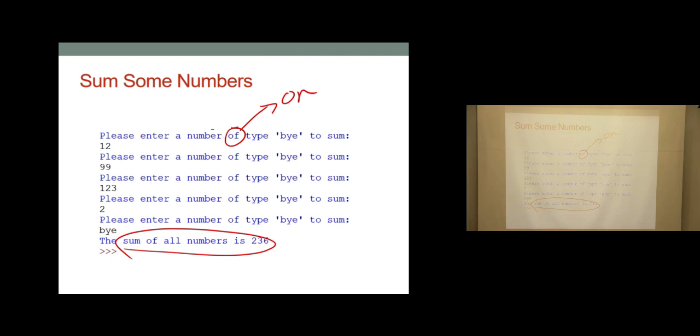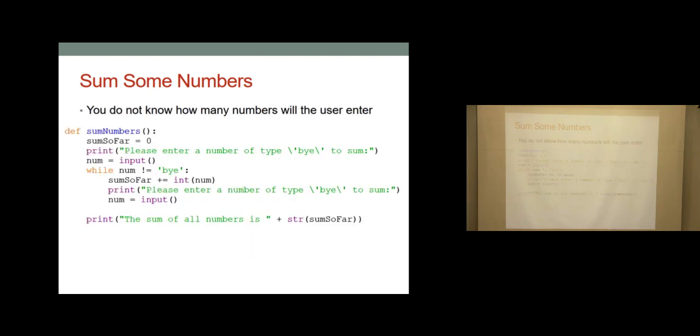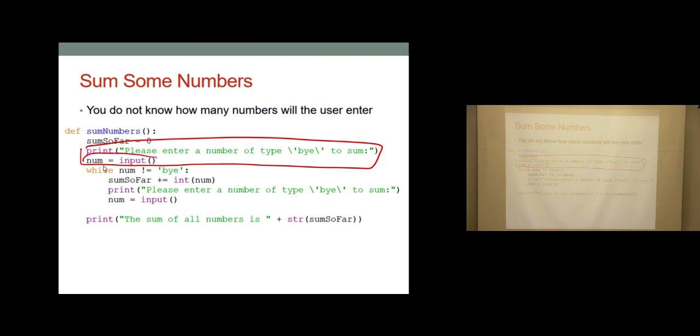How many times do you run this program? Nobody knows. It depends on the mood of the user. Okay? And that's why when I write this, I will do this. Sum so far, and I let the user input the first time. And the answer of that, I will put it in this num. If the number is not equal to bye, then I actually increase the sum and ask the user again. Okay? And I just keep the loop.